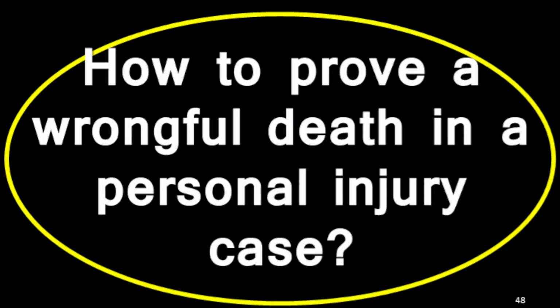So, before starting, first of all, introduction: losing a loved one due to someone else's negligence or wrongful action is an unimaginable tragedy. If the death occurred because of an accident or intentional harm, you may be able to file a wrongful death claim to seek justice and compensation for your loss. In this guide, we will walk through the key steps to prove wrongful death in a personal injury case and secure the compensation you deserve.